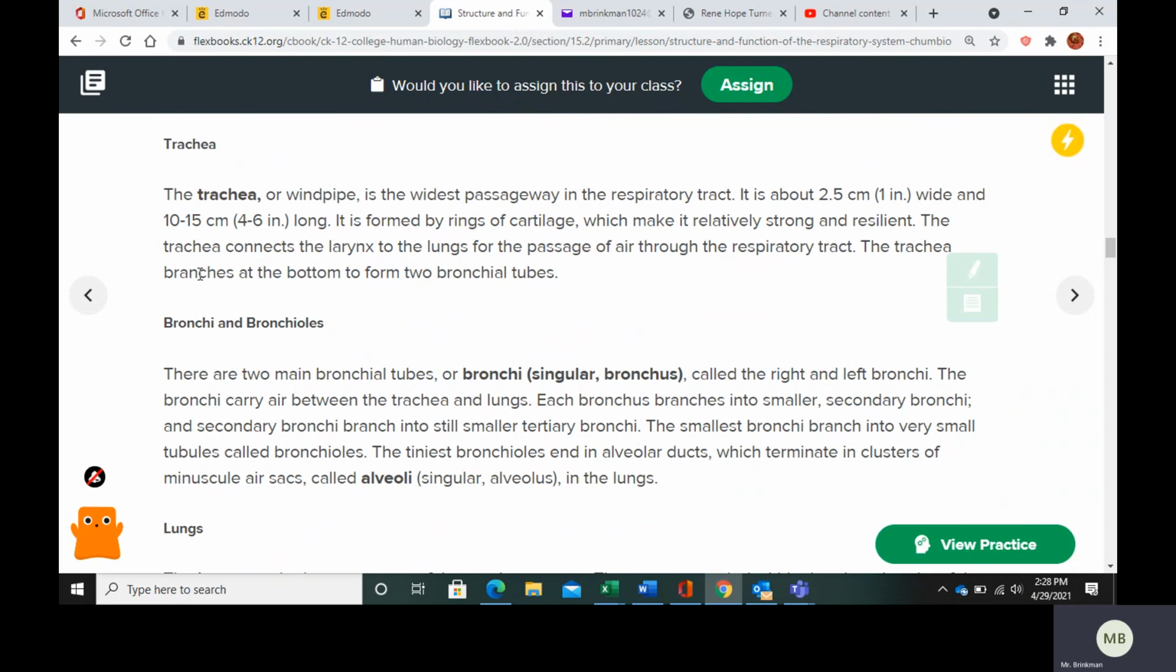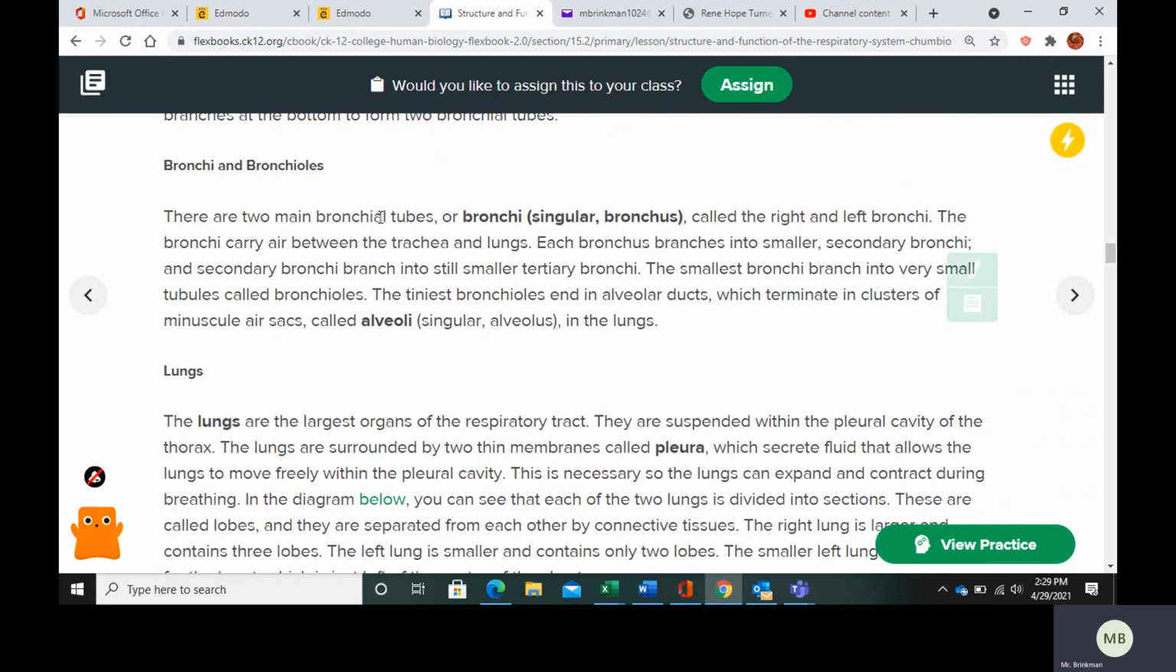The trachea branches at the bottom and forms two bronchial tubes. The two main bronchial tubes, or bronchi, carry air between the trachea and the lungs. Each bronchus branches into smaller secondary bronchi, and then even smaller, all the way into bronchioles. The tiniest bronchioles end in alveolar ducts, which terminate in clusters of air sacs called alveoli in the lungs. So we start at the bronchi and work our way all the way down to the alveoli.